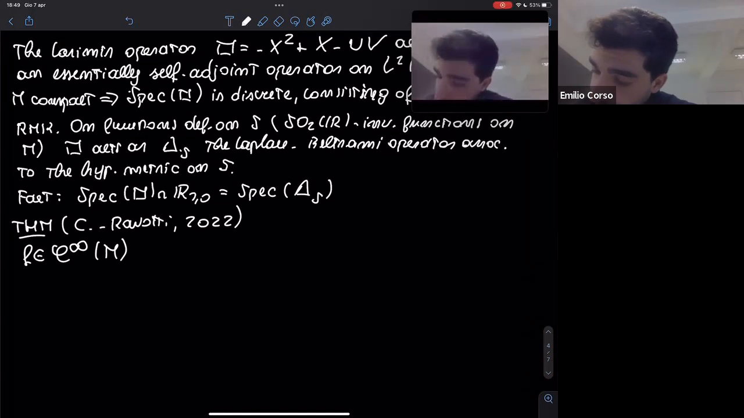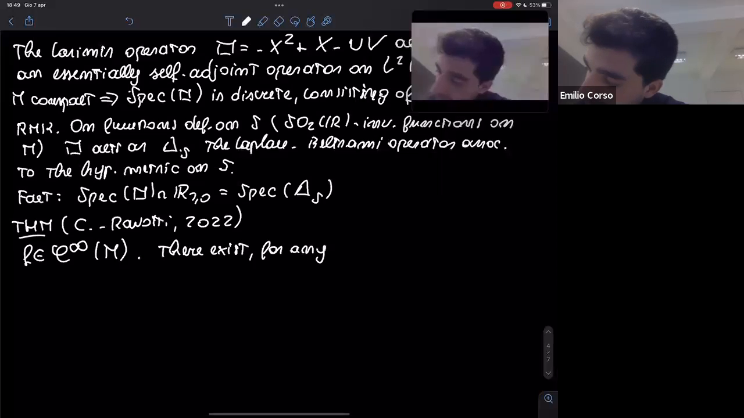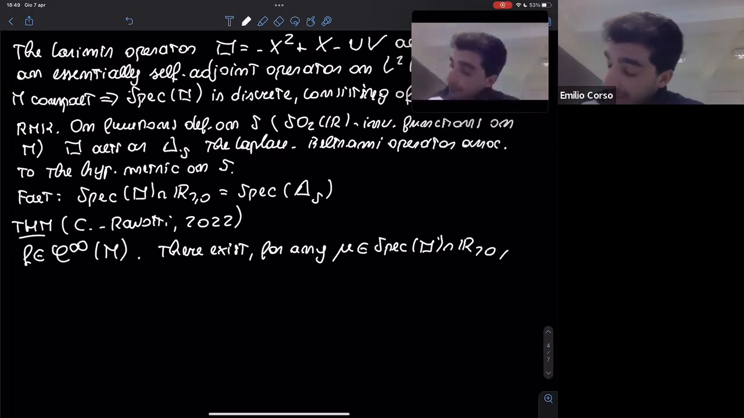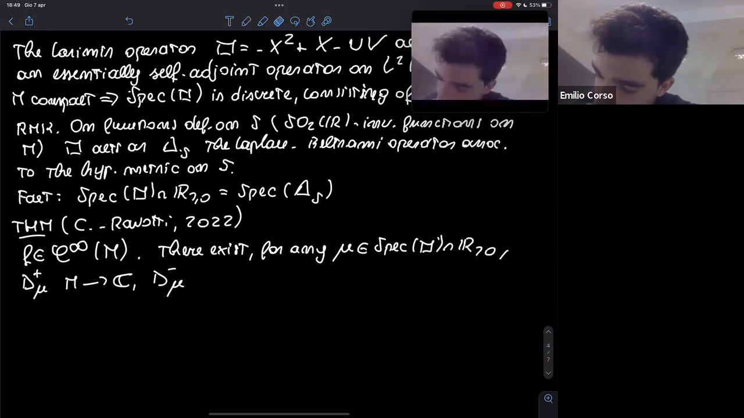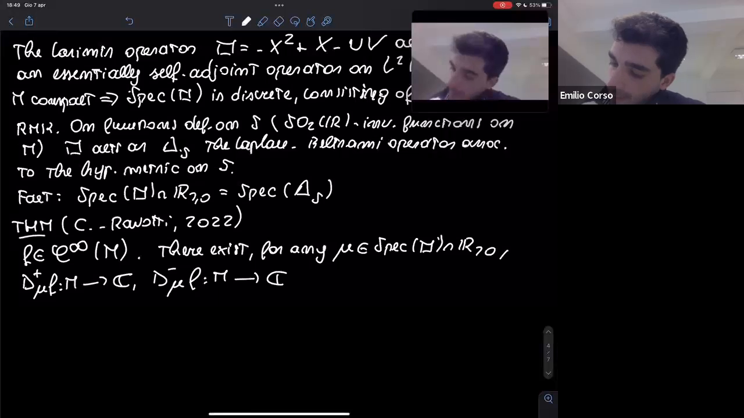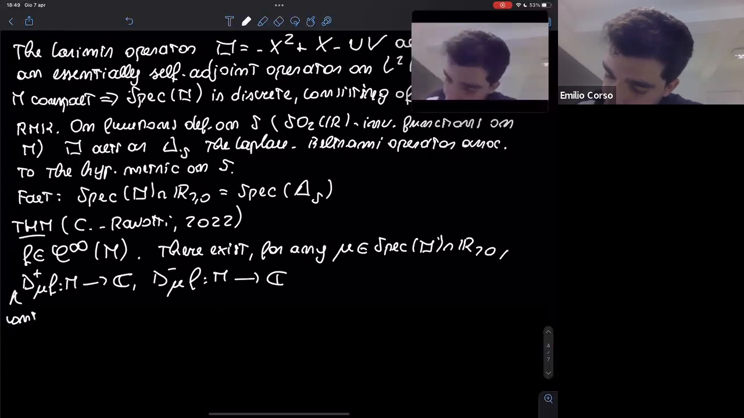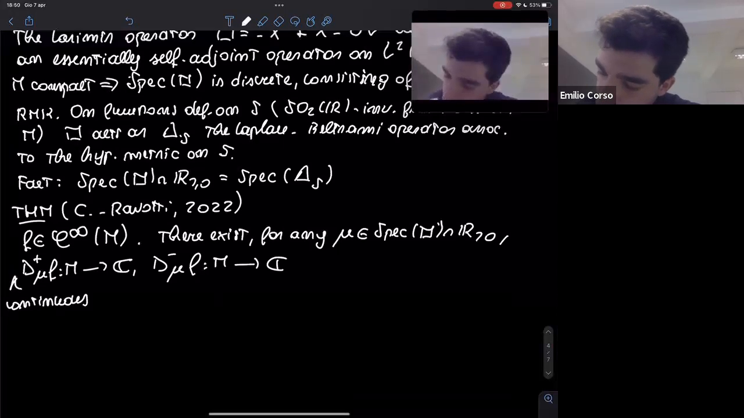Well, then there exist some continuous coefficients for any positive Casimir eigenvalue, for any mu in the strictly positive part of the spectrum. There exist some coefficients d plus mu f from M to C, and also d minus mu f. Sorry, I should keep track of f also in my notation. Which are continuous, which is important, at least it ensures that they are bounded on my compact space M.